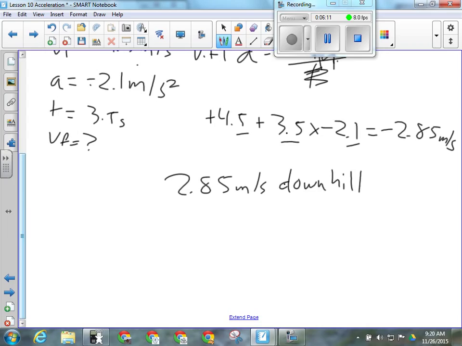So our final answer then would be 2.85 meters per second downhill. I probably wouldn't be that sticky. If you wrote down, I would accept that. But if you wrote negative, I wouldn't. That's not the vectors the question gave. So your vectors in your final answer always need to match the vectors given in the question. All right, questions on how that one worked? Do we need to move it up?